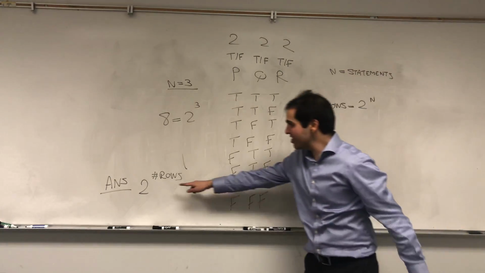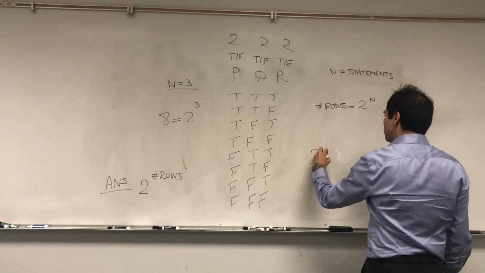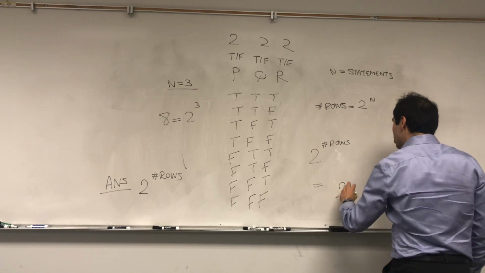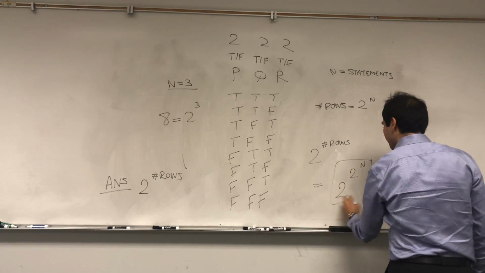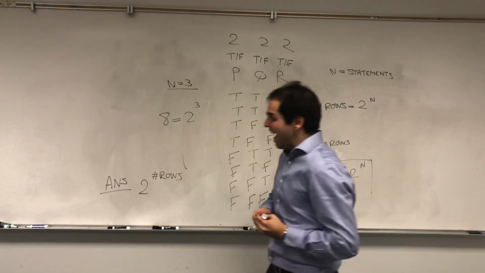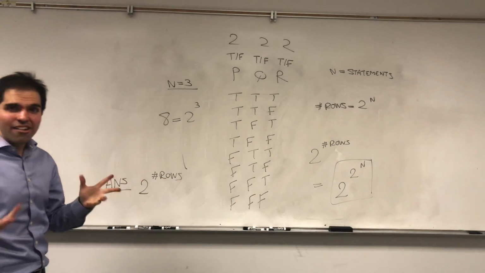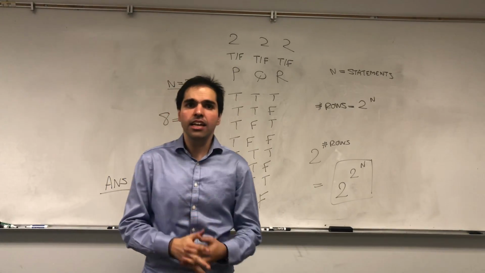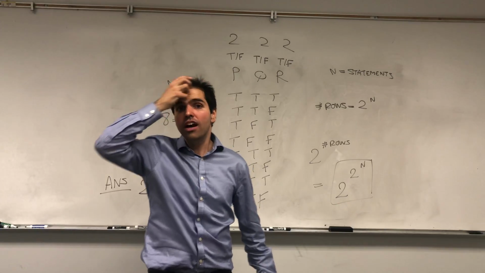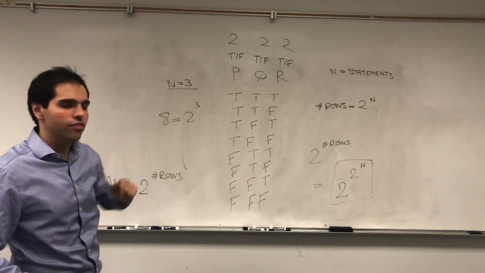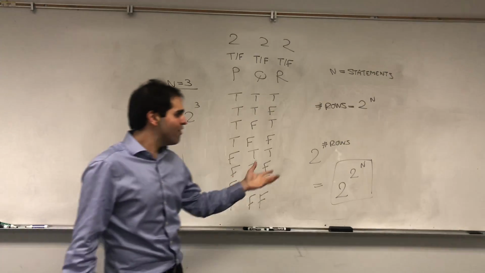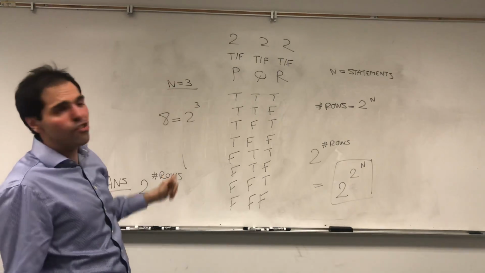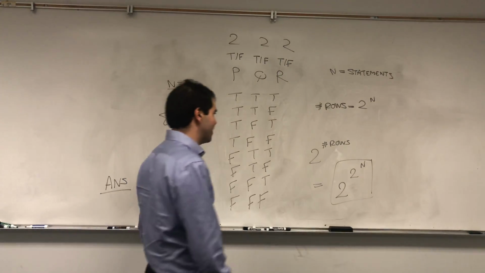And therefore, what's the answer? Remember, it's 2 to the number of rows. So 2 to the number of rows now becomes, surprisingly, 2 to the 2 to the n. Ta-da! And again, in my opinion, it's very surprising because, of course, you have an interpretation of 2 to the n. It's the number of possibilities of n things where in each case you have two possibilities, but you never have an interpretation of 2 to the 2 to the n. But now you have one: it's the number of truth tables in n statements.